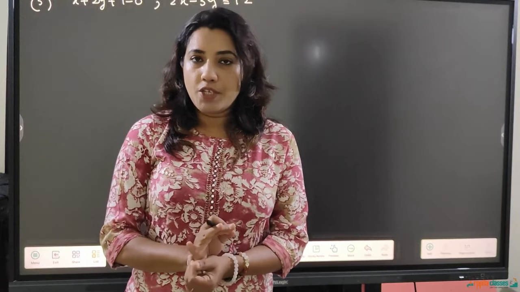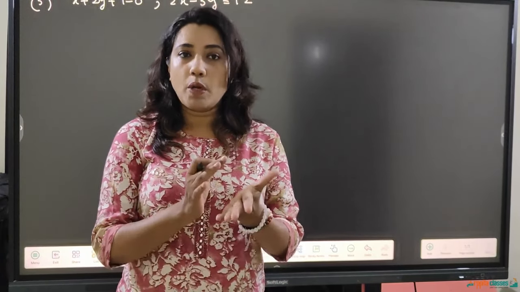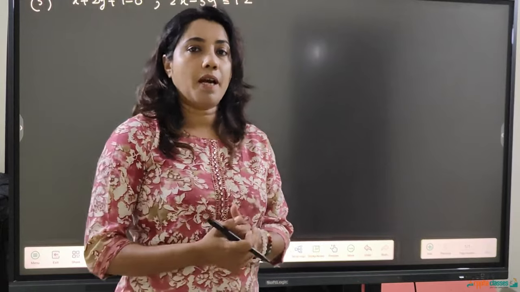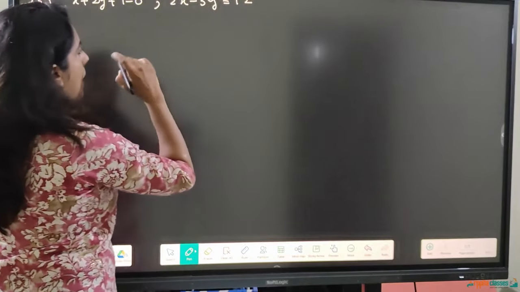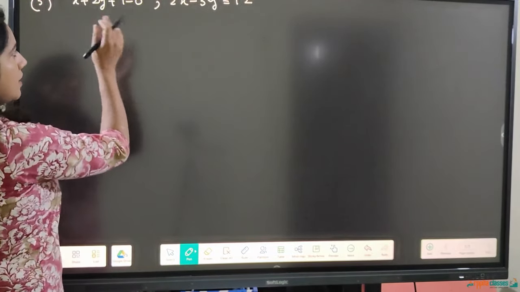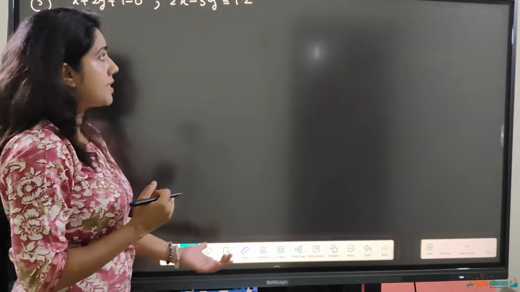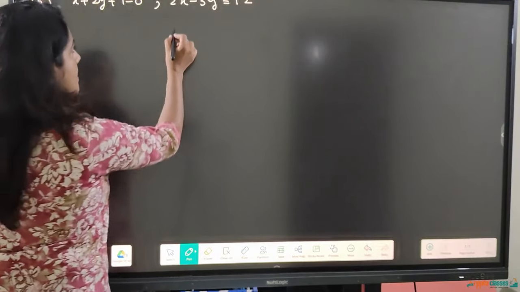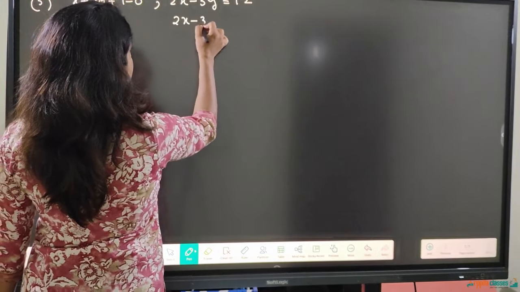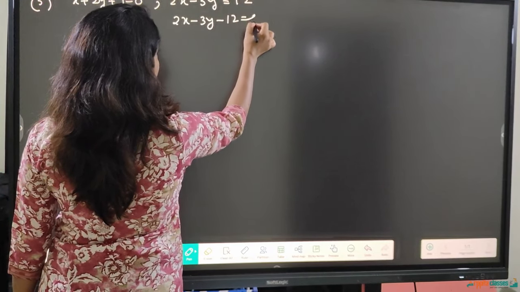So we have come to the next question, that is question number 5. I am doing all the sums from this exercise so that it becomes a good practice for you. So let us start with this. Here you can see it is equal to 12. Here in the first equation, everything is in the left hand side already. In the second equation, the constant term we have to get in the left hand side. So we'll write 2x minus 3y minus 12 equal to 0.